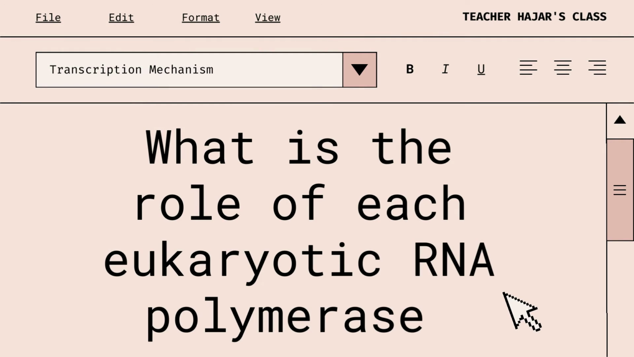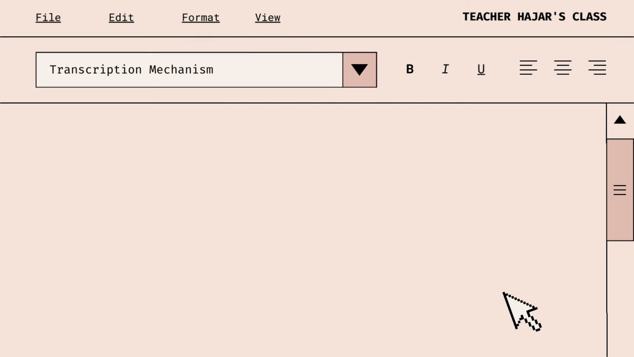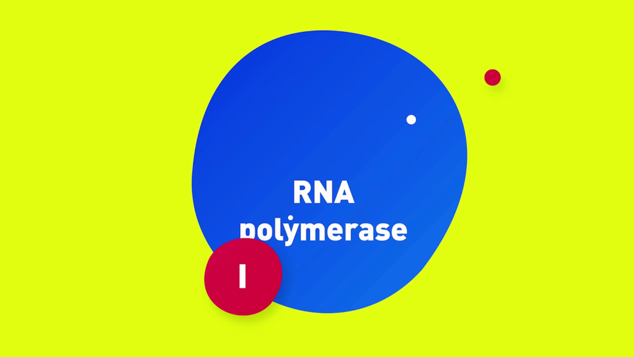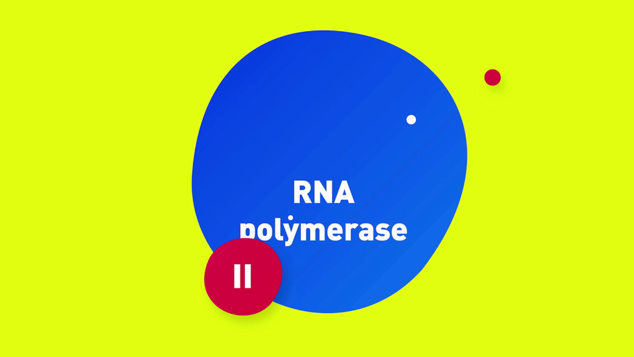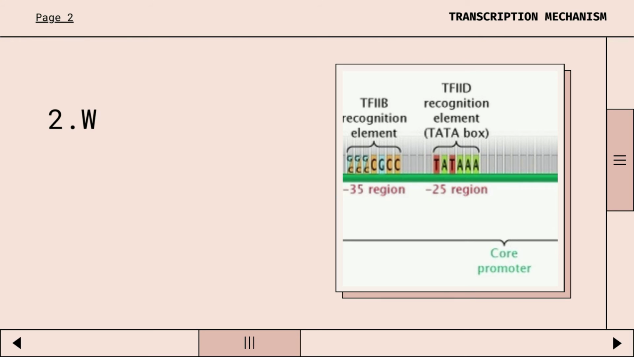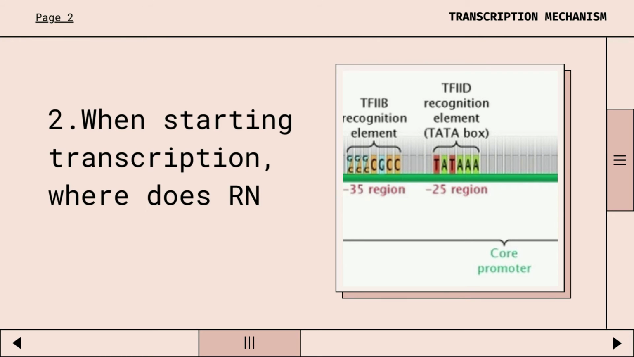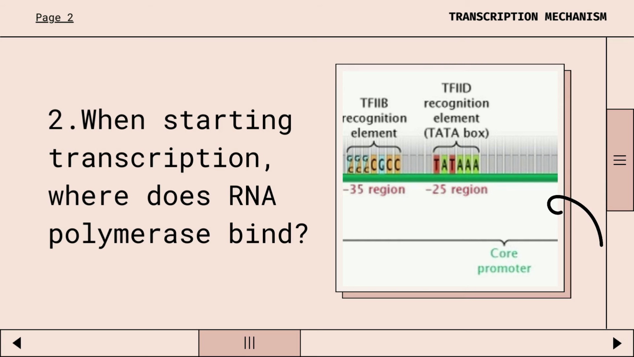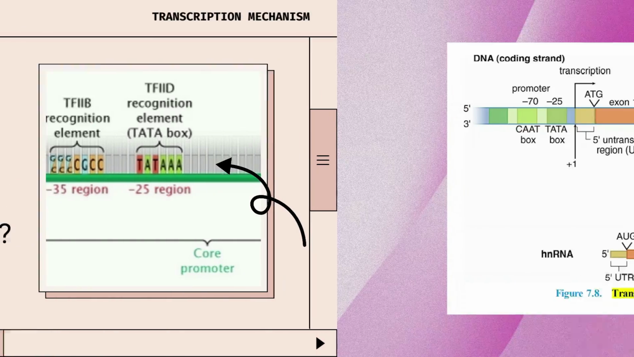So what is the role of each eukaryotic RNA polymerase? RNA polymerase 1 will synthesize most rRNA. RNA polymerase 2 will synthesize mRNA. And lastly, polymerase 3 will synthesize tRNA and some rRNA. When starting transcription, where does RNA polymerase bind? It will bind to the TATA box, which is located within the promoter region of a relevant gene at about -25.